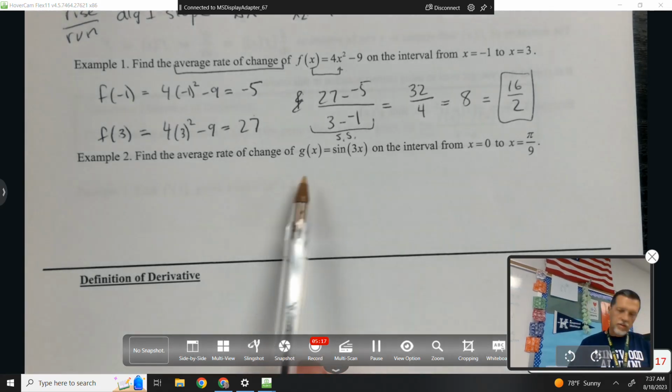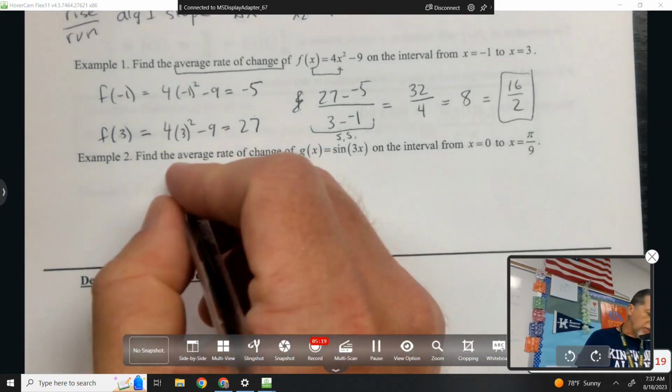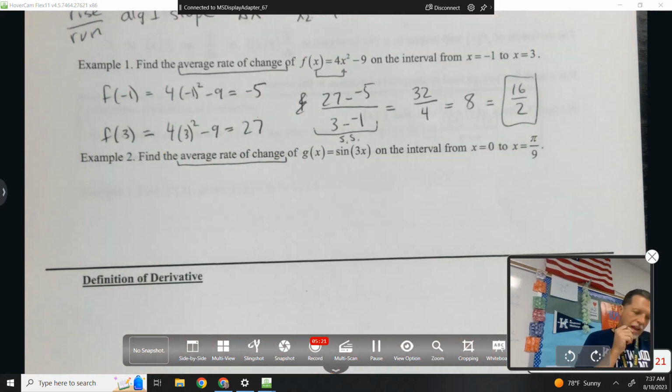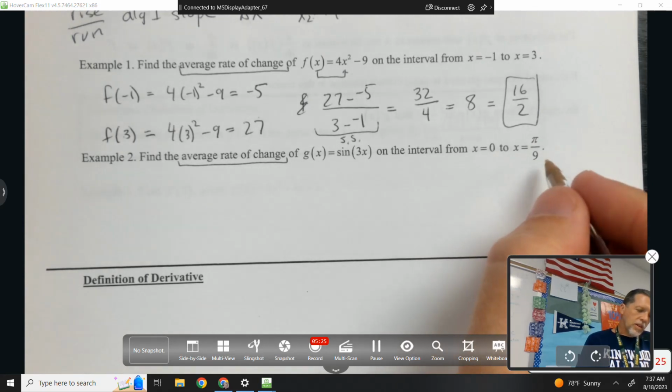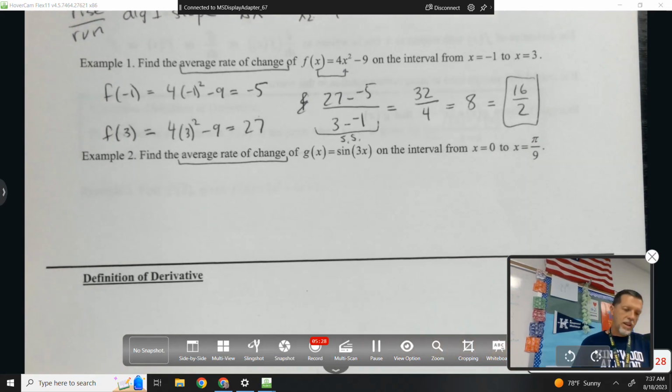Number 2, same type thing. Find the rate of change, average rate of change. So slope, g of x equals sine 3x from x equals 0 to x equals pi over 9. Why don't you try that one?